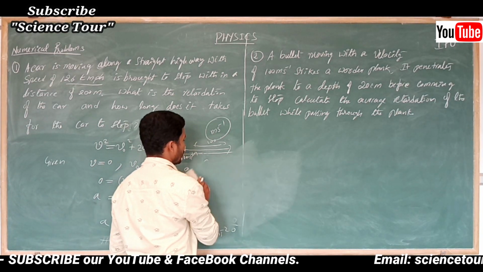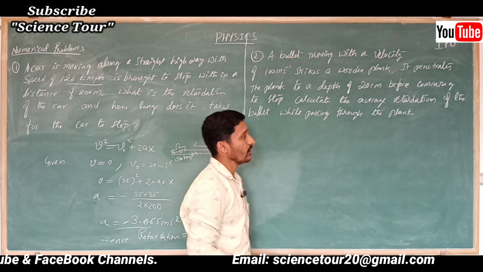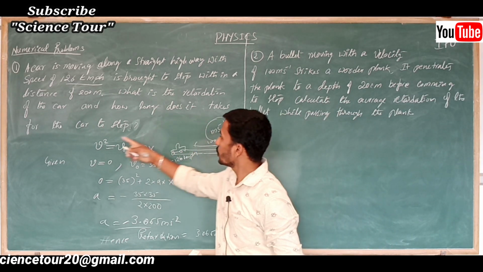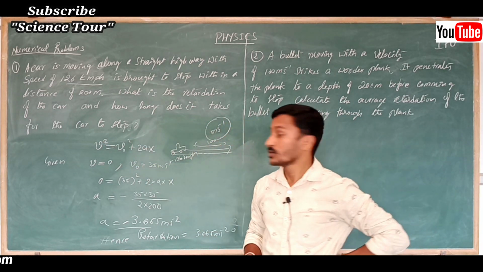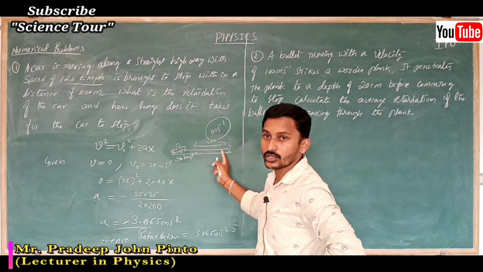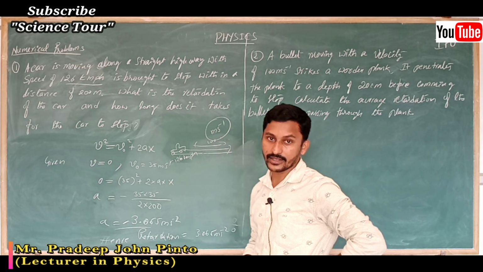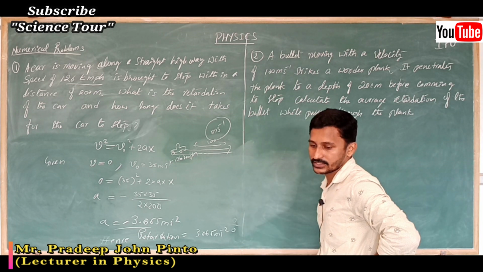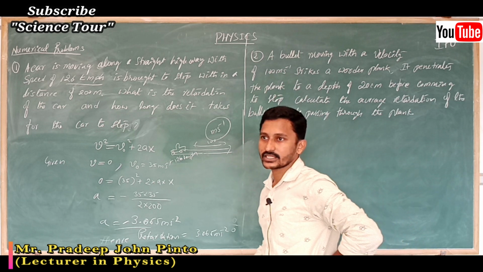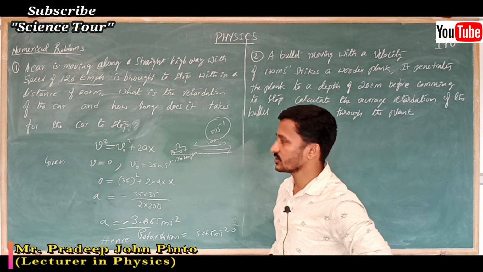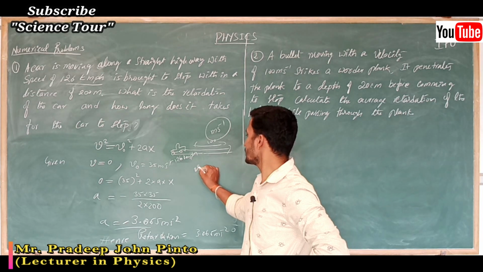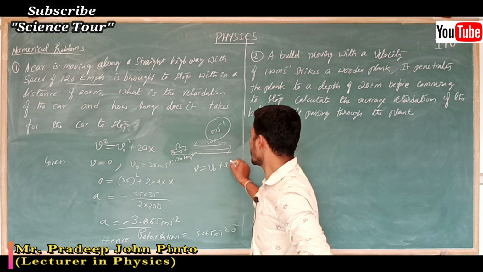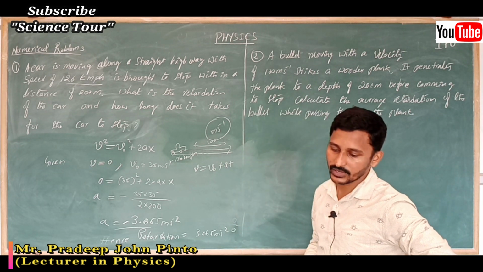We have to find out how long does it take for the car to stop? So what is the time taken to travel this distance, that is asked, right? Which formula can you use? We can use x is equal to v naught t plus half at square, or else v is equal to v naught plus at. We are going to use v is equal to v naught plus at.